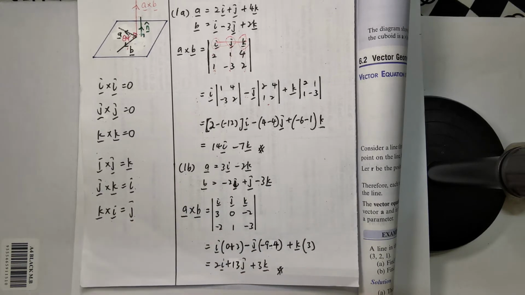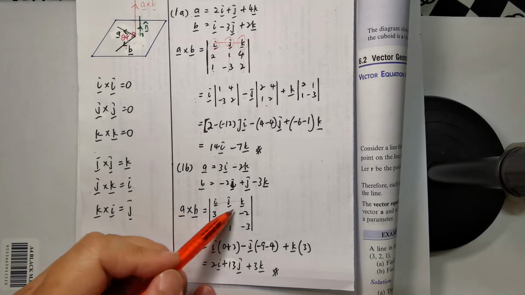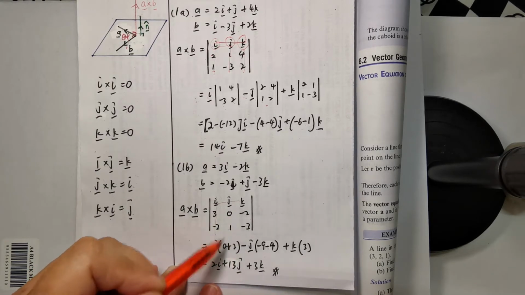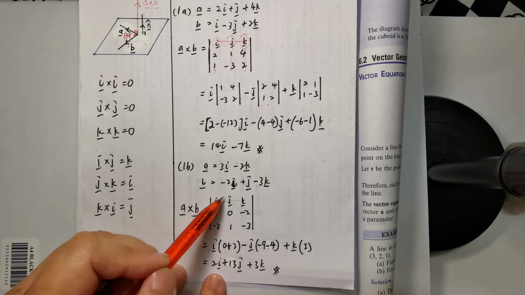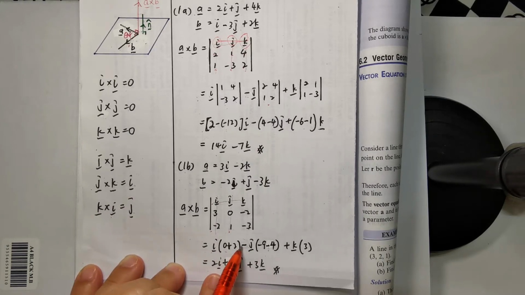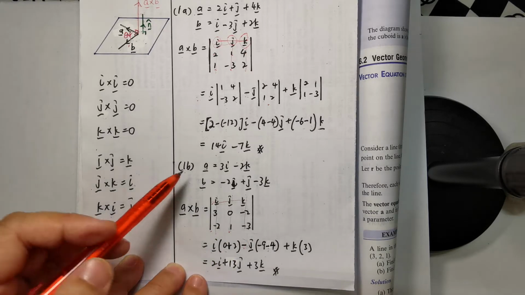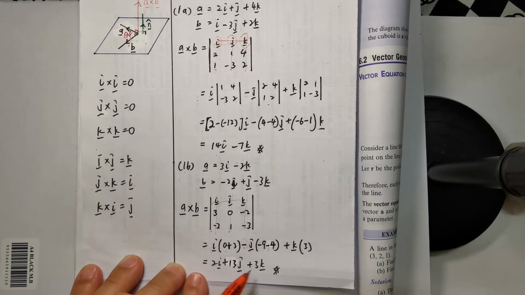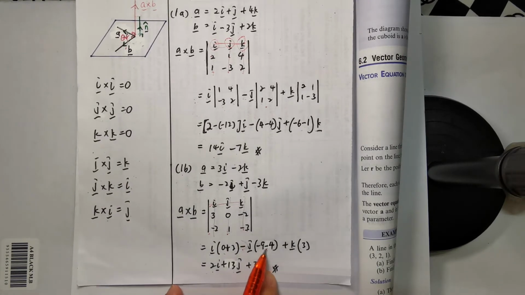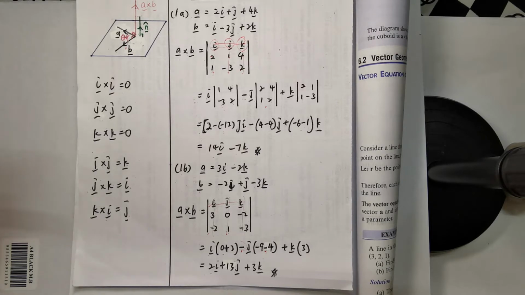Now I skip this step and come straight to this one. Imagine you cross out here and here, leaving this 4. So 0 minus negative 2, so plus 2i. For j, cross out this one and this one: negative 9 minus 4. Remember, the component for the second term is negative. For k, cross out this one and this one, leaving 3 minus 0. So for question B, A cross B is 2i plus 13j plus 3k. This is negative 13 but the sign is negative, so positive. This is how you calculate your vector product. Not difficult. So this is question 1, A and B.